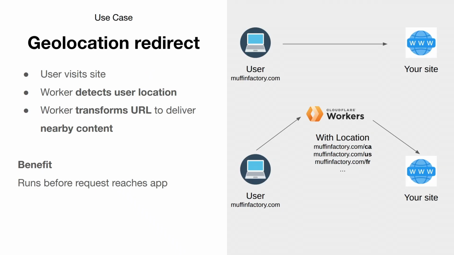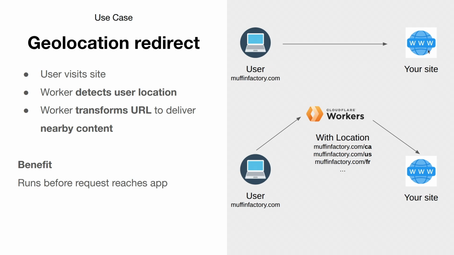A second very common use case is what's called geolocation redirecting, or when you change the path name or the URL path when you're accessing a website. So imagine we have a website here called Muffin Factory that the user is trying to access. In the normal case, the user would type in muffinfactory.com and then they would get served a single web page. But what if your website had different languages? What if it had Canadian English, Canadian French, US French, and other languages and so on?